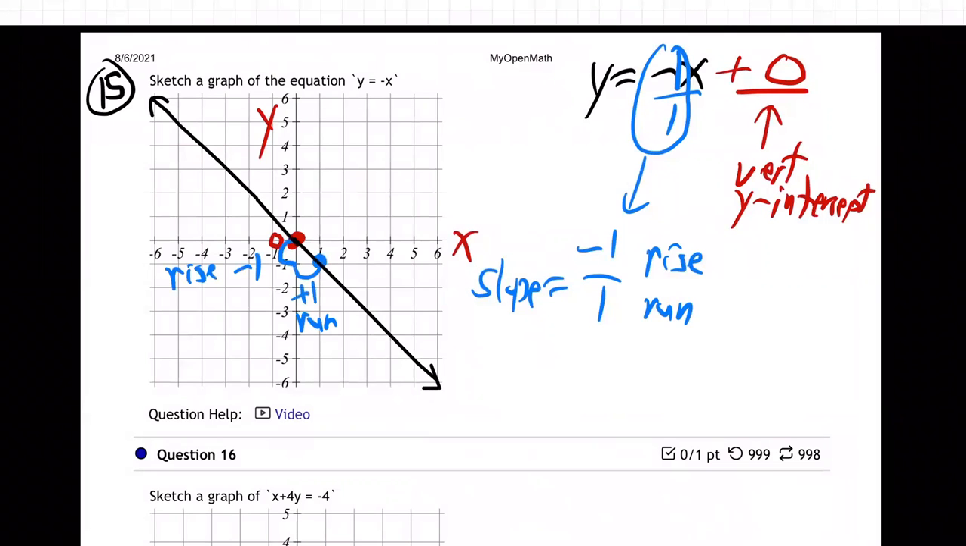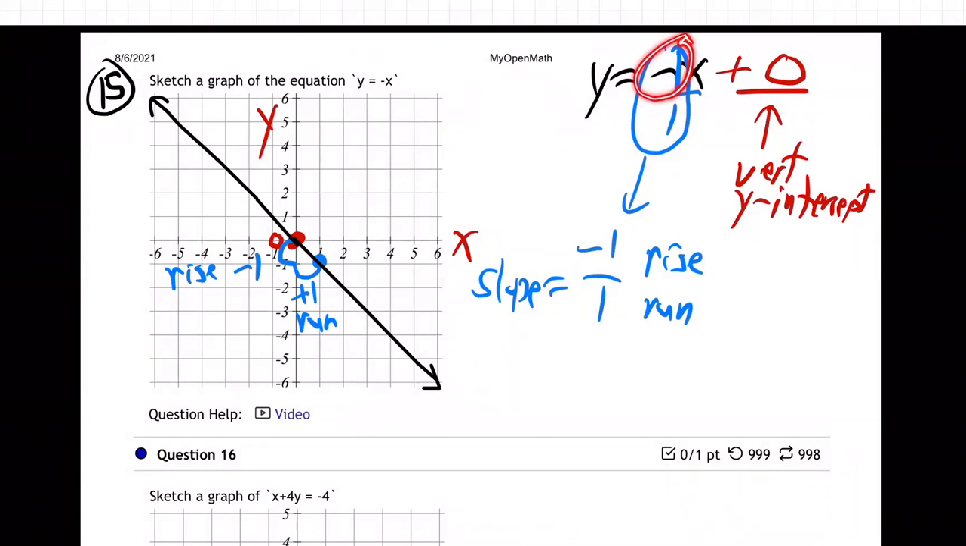There we go. So let's recap one more time. We just said y equals -x. So we needed a number off to the right. That has to be 0 because there's nothing there. So adding 0 is the same thing as having nothing there. So that's our vertical y-intercept. At a height of 0, we know the graph goes through a height of 0.